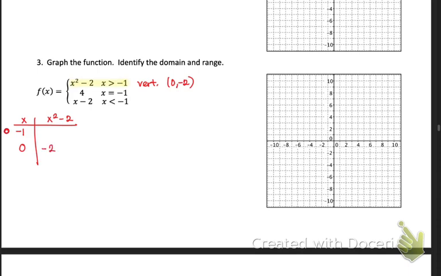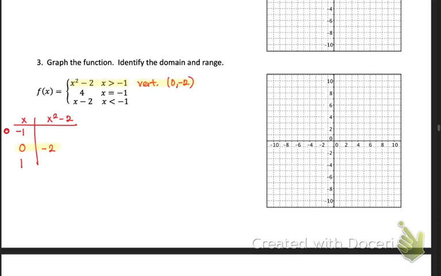And then maybe I'll pick one more on the other side. Maybe I'll pick 1 or 2. We can pick 1 so that we see what we've got. Again, this is what we knew from up here. You've got to know where your vertex goes. Otherwise, if you just pick 2 points, you might think you have a straight line.